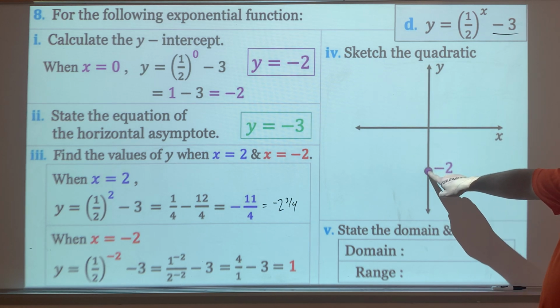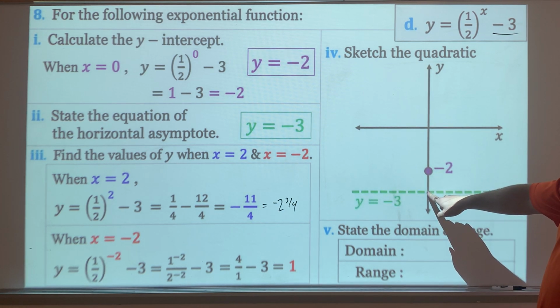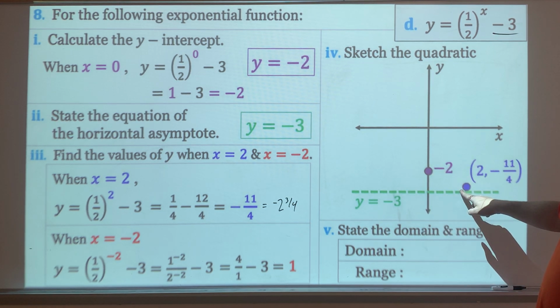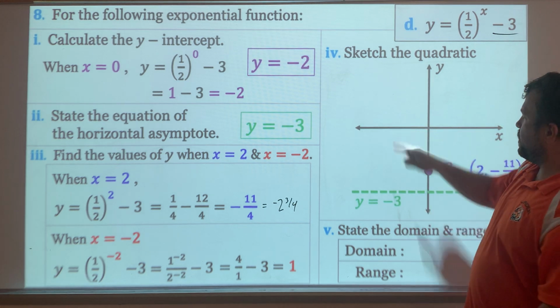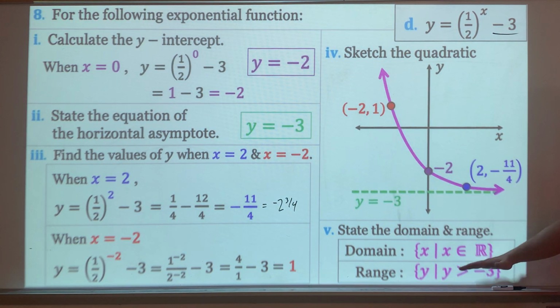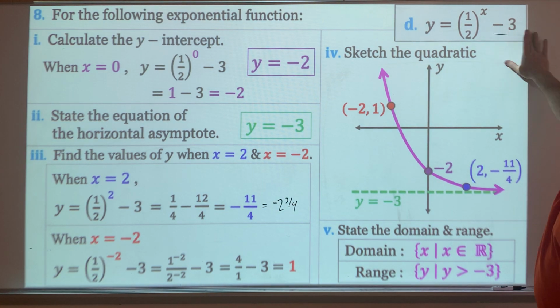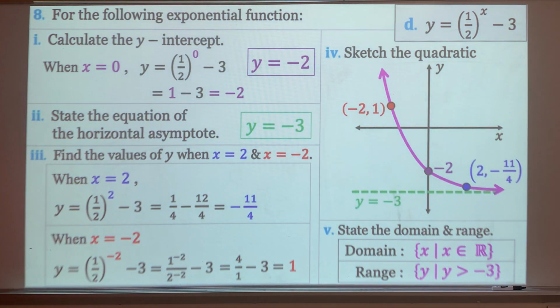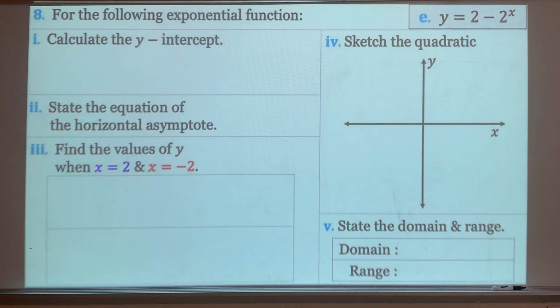So the points are 0, -2, the asymptote -3, 2, -2 3/4, and -2, 1. All real numbers, greater than -3. Your range is always going to be y is either greater than or less than whatever number that is. All right. That's D. Let's move on to E.